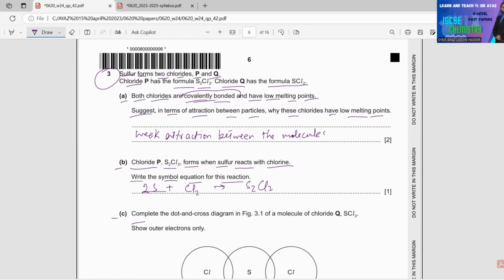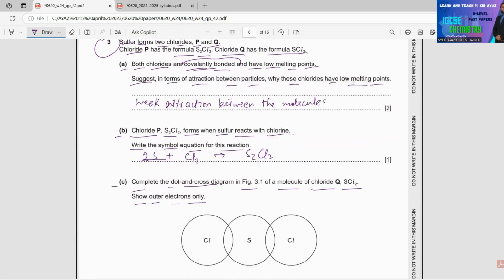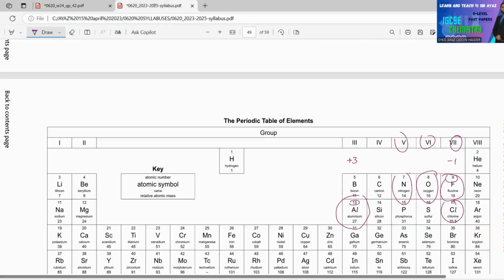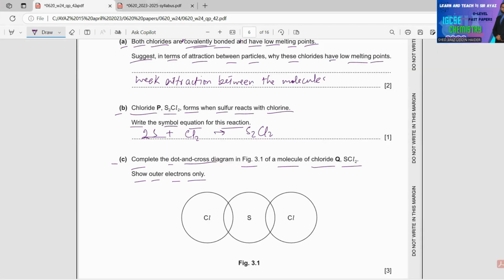Part C. Complete the dot and cross diagram in figure 3.1 of a molecule of chloride Q, SCl2. Show outer electrons only. Now let's look at the position of these 2 elements in the periodic table. Here is chlorine and here is sulfur. Sulfur has 6 valence electrons, chlorine has 7 valence electrons, which means sulfur needs 2 electrons to complete its valence shell, while each chlorine atom needs 1 electron to complete their valence shell.